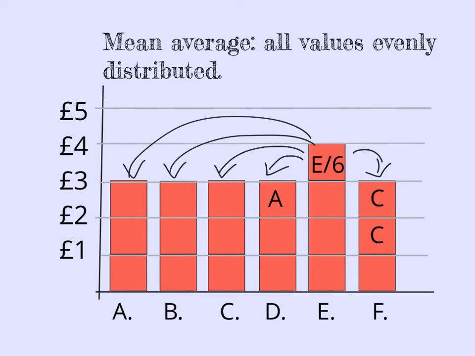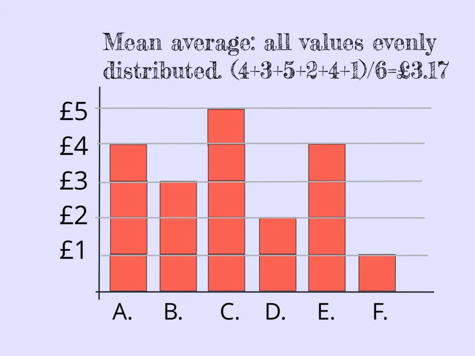And we can do that so we know it's going to be a bit more than £3 for the mean average amount of pocket money. To be precise, we can work it out through a calculation. To do that, we add up all of the values. So we've got £4, £3, £5, £2, £4 again, and £1. So the total of the values in this case is £19.